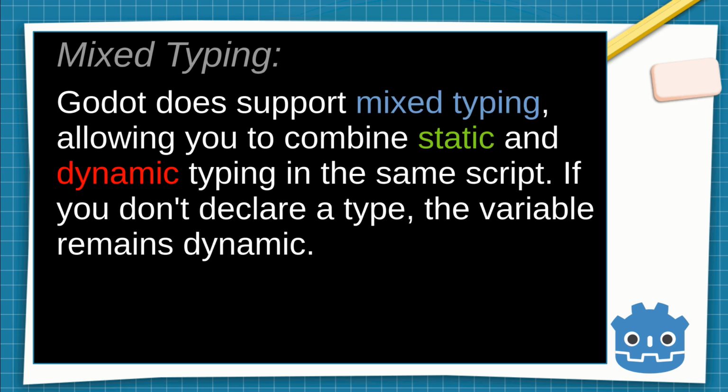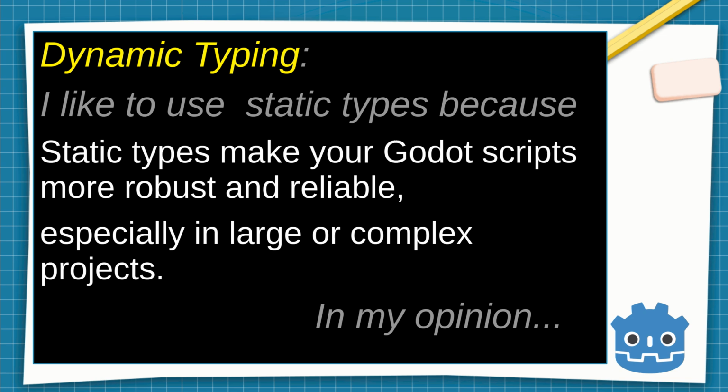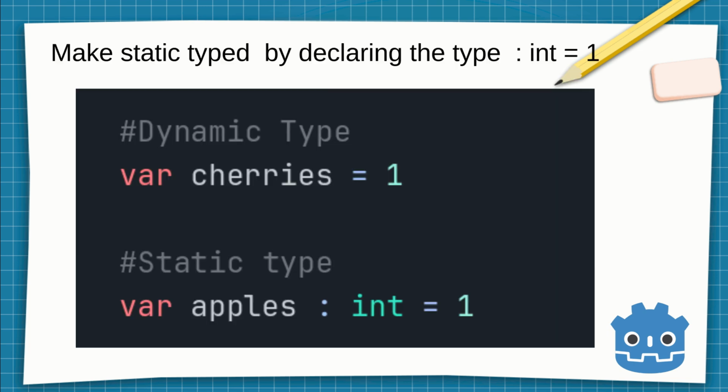Godot does support mixed typing, allowing you to combine both static and dynamic typing in the same script. If you don't declare a type, the variable remains dynamic. I like to use static types because static types make your scripts more robust and reliable, especially in a large or complex project. But that is just my opinion.